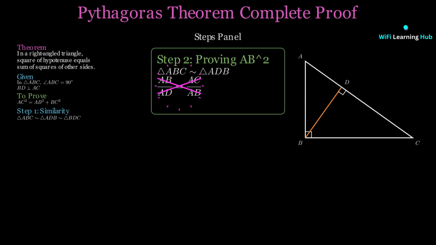Now if we cross-multiply diagonally across these fractions, we get our first equation stating that AB squared equals AD times AC, which we will label as equation 1.